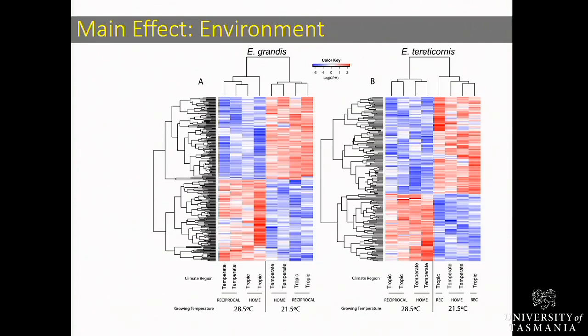This is a heat map, and each column is an individual and each row is a gene. The dendrogram on either side shows you how closely related those individuals or genes are to one another, and they come out as nice groups with the environmental signature. There's some overlap in genes as well. In total, there are 283 genes significant in Eucalyptus grandis and about 200 significant in Tereticornis, and 61 genes significant in both species.